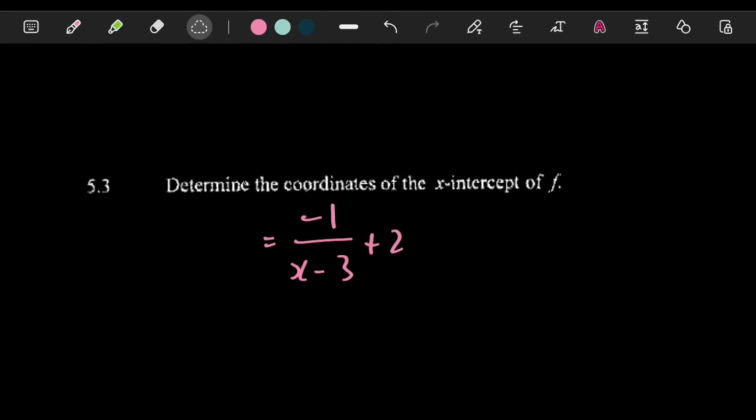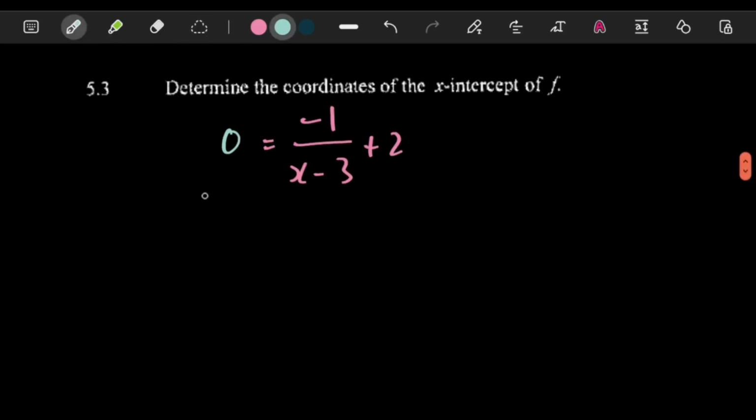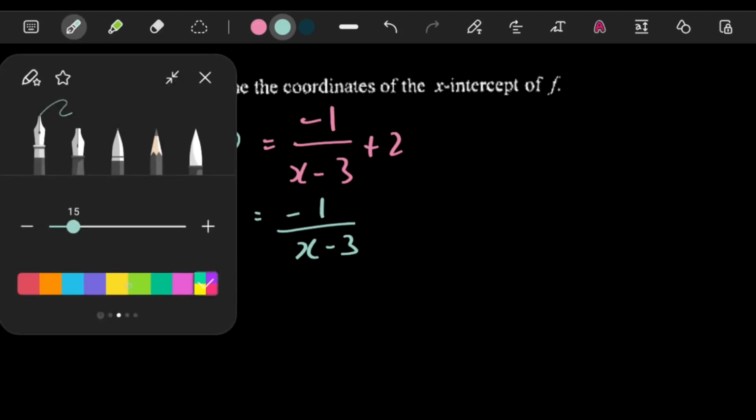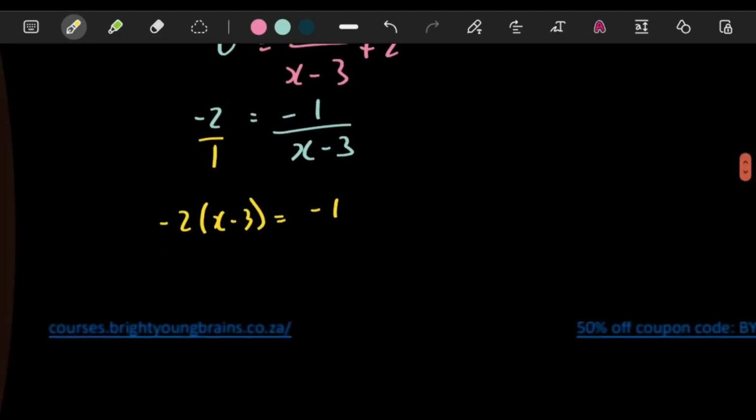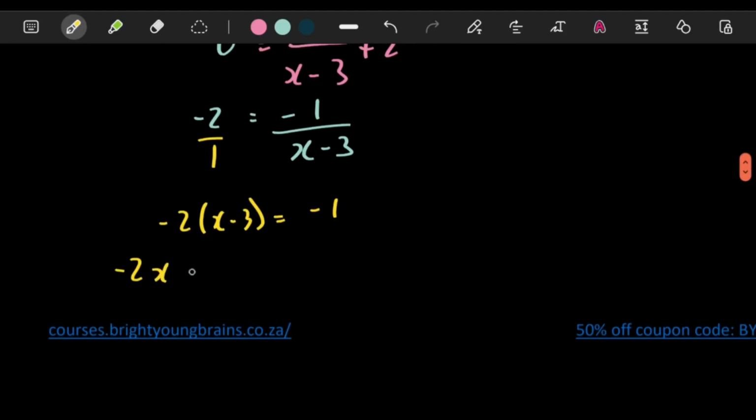If you're going to get an x-intercept, remember, you have to make y equal to 0. So the 2 can go over, that's going to be a -2. This is x minus 3 over 1. Because you want to make x the subject of the formula, you can just cross multiply. This is going to give you -2 times x minus 3, then -2x plus 6 equals 1. The 2x goes to the other side, the 1 comes over.